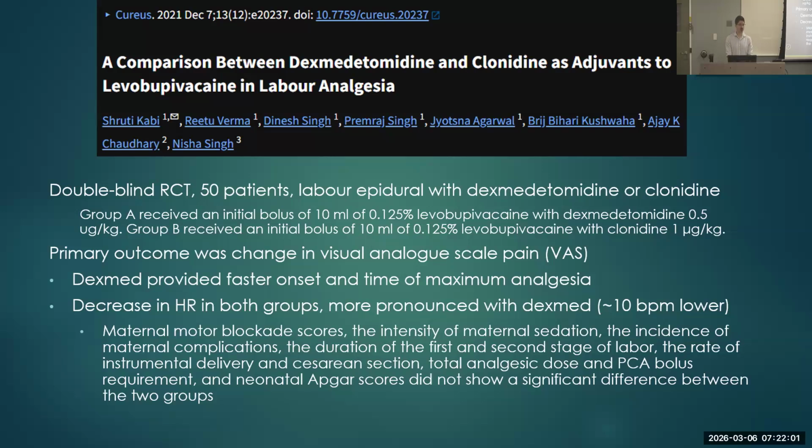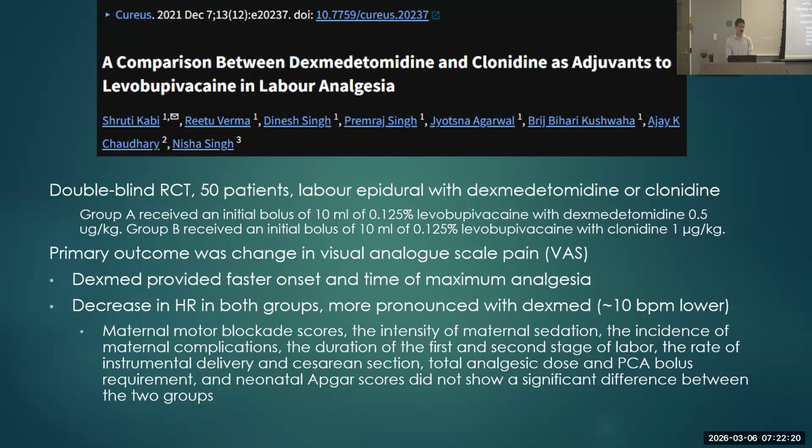So we talked about having 2 patients and it being just a slightly more complex anesthetic time period. So maternal motor blockade, maternal sedation, maternal complications, duration of labor, rate of instrumented delivery and C-section, total analgesic needed, and neonatal APGAR scores. There was no difference between these groups.